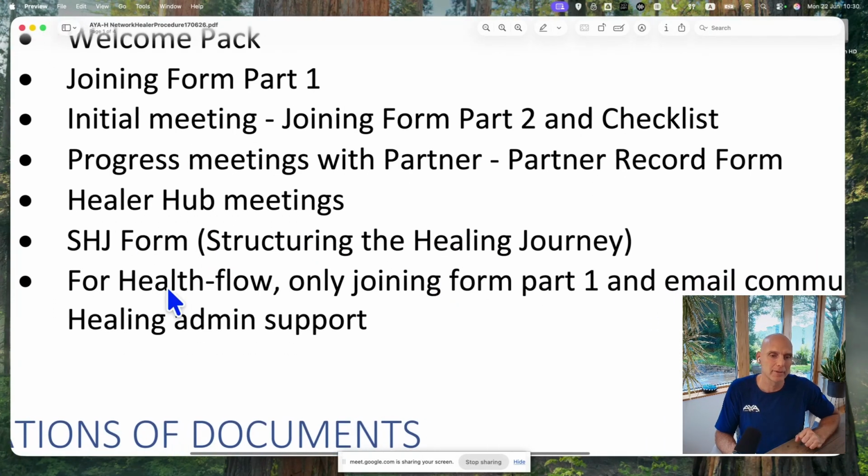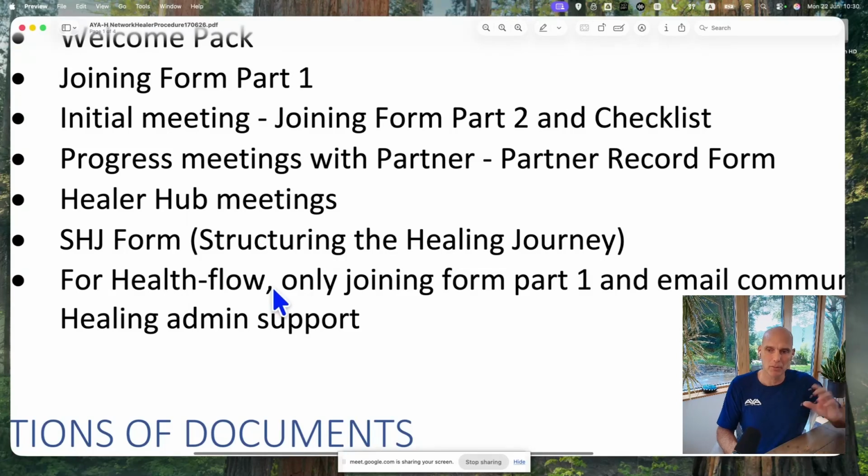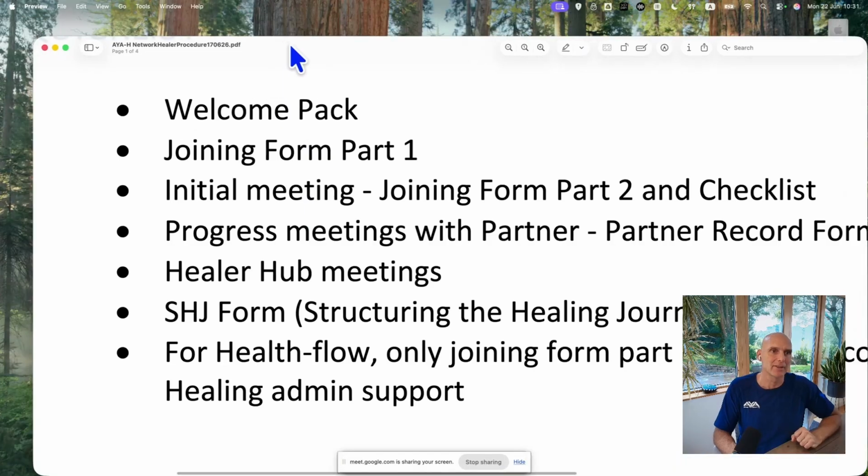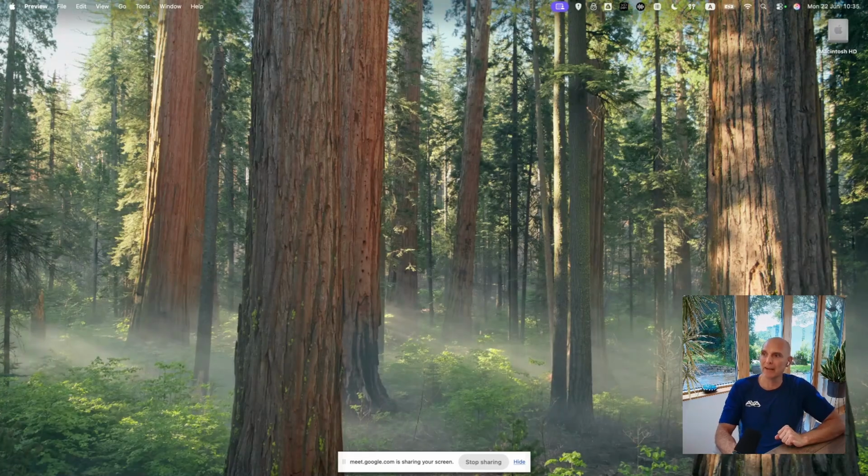And about the health flow. Only joining form part 1 for the health flow. And that's roughly what I'm going to be going through today, this little list here, really. Okay, so that was the procedure. Now, let me go through a few of these documents.